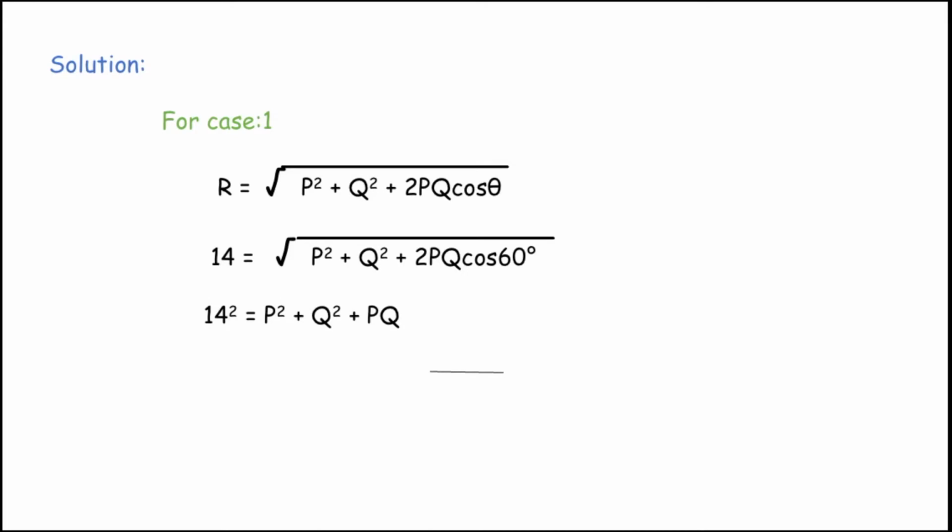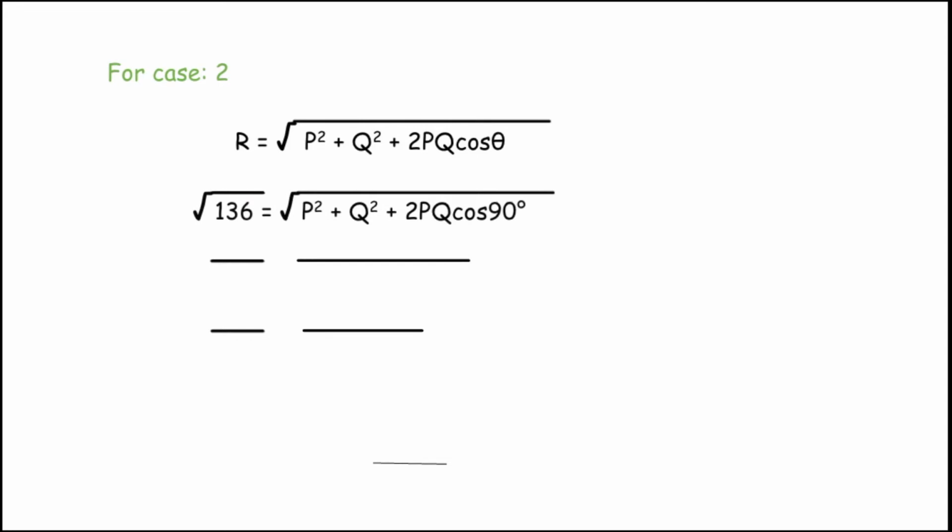And the root was transferred from this side to that side of the equal. So it becomes 14 square equal to P square plus Q square plus PQ. Now the value of 14 square is 196. So 196 equal to P square plus Q square plus PQ as the first equation in case 1. Now we are going to see case 2.